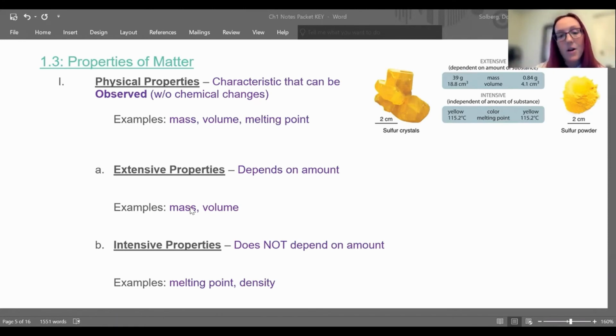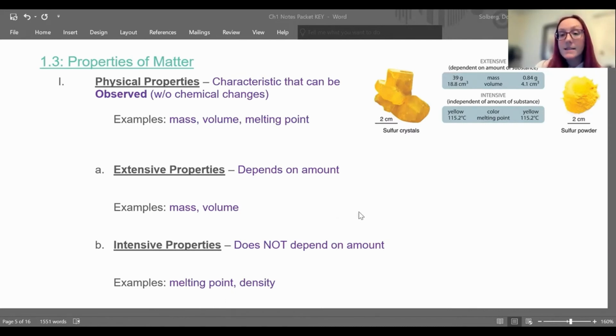Intensive properties, however, are things that do not depend on the amount. So the melting point, whether you have 50 grams of ice or 1,000 grams of ice, the melting point for ice is always 0 degrees Celsius. So melting point does not change depending on the amount.